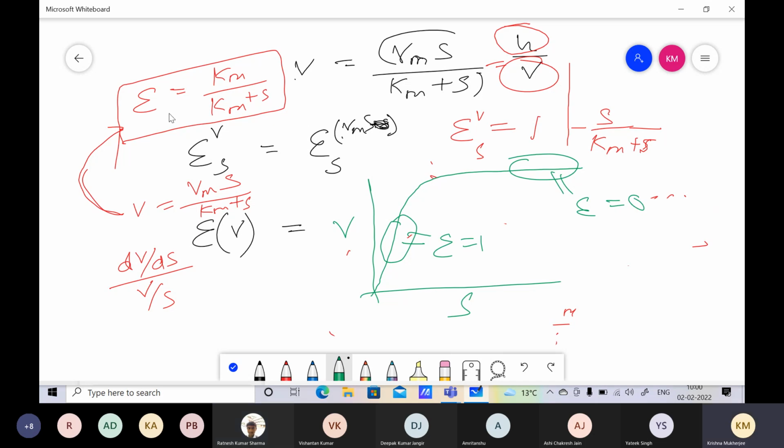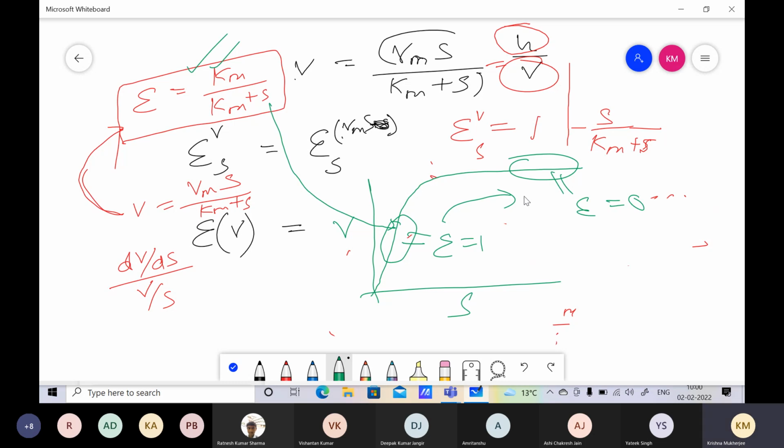So you can see that this expression reflects this reality. When S is very low, Km upon Km plus S is nothing but Km upon Km, so it's close to 1. And when S is much larger than Km, Km is small compared to the denominator, so this tends to 0. So there is a tendency for E to move from 1 to 0 as S increases.